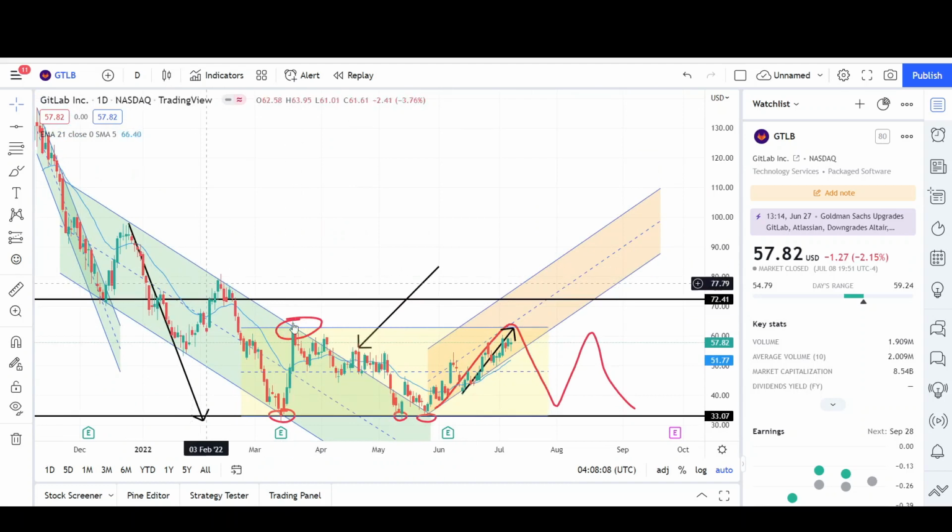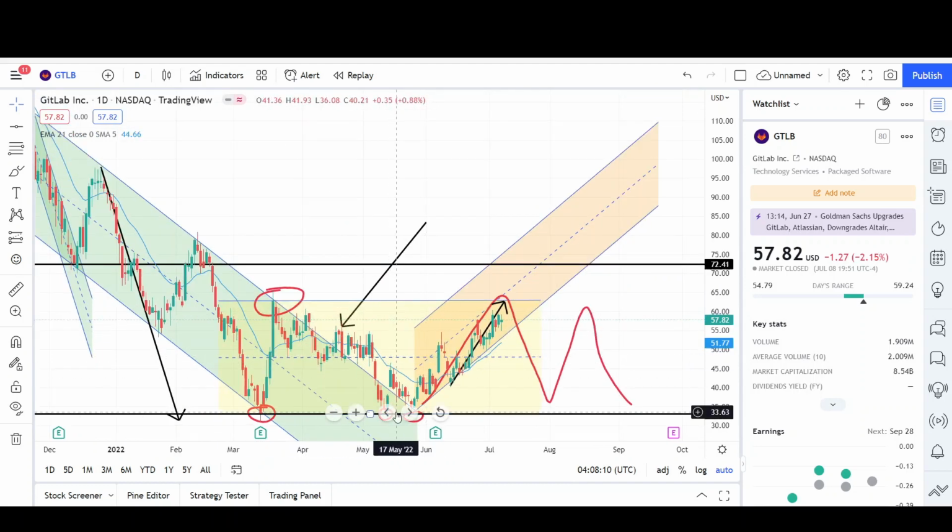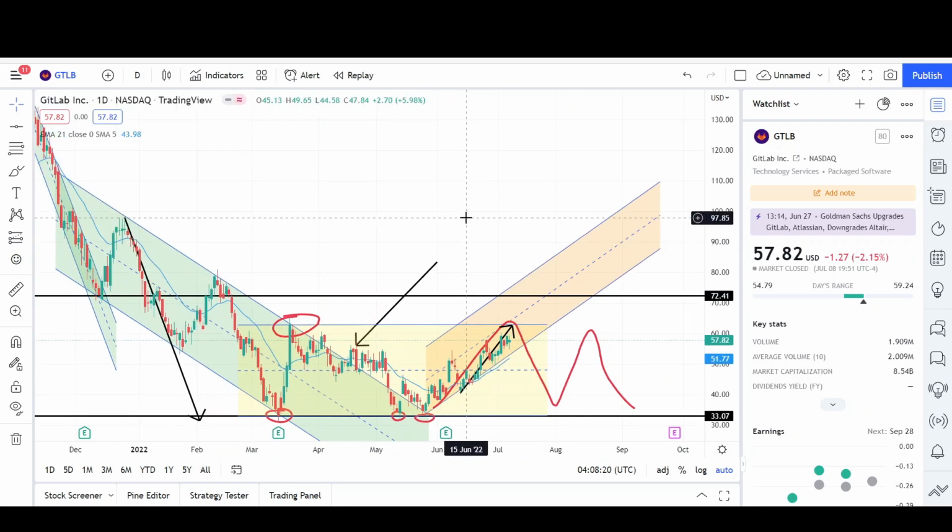As right now, it looks like the downtrend is over. We went sideways. We have an uptrend currently. As long as the uptrend does not find any hard resistance line or level, then we're going to be continuing higher. So that's everything I see for Gitlab on the daily chart.